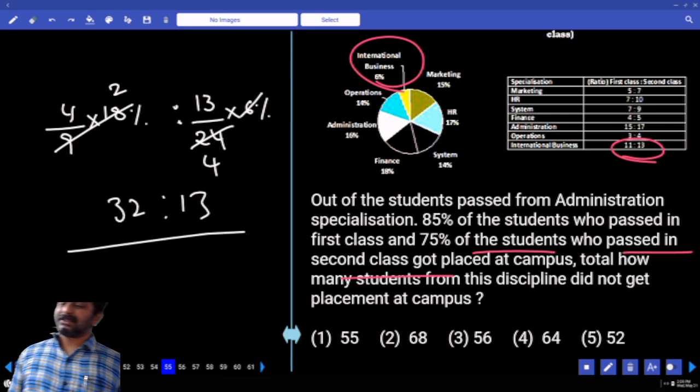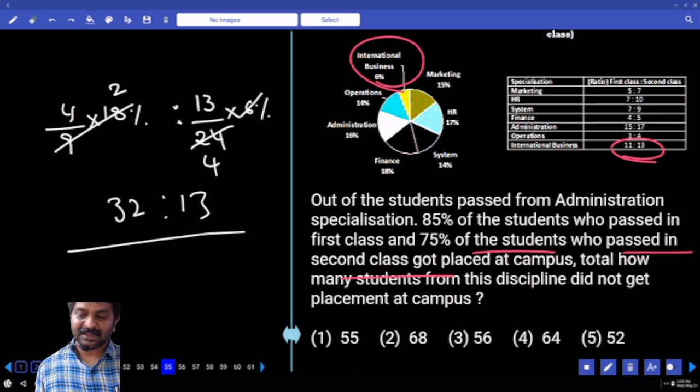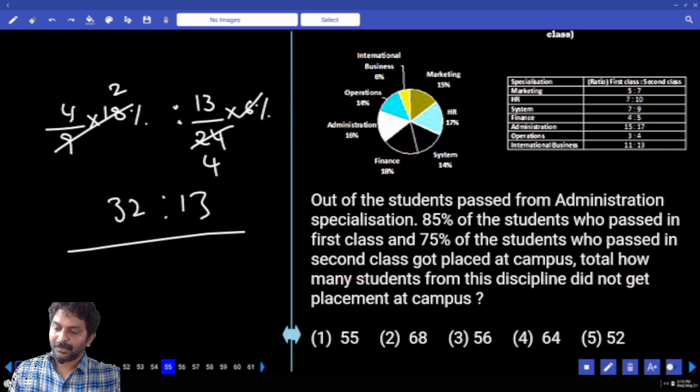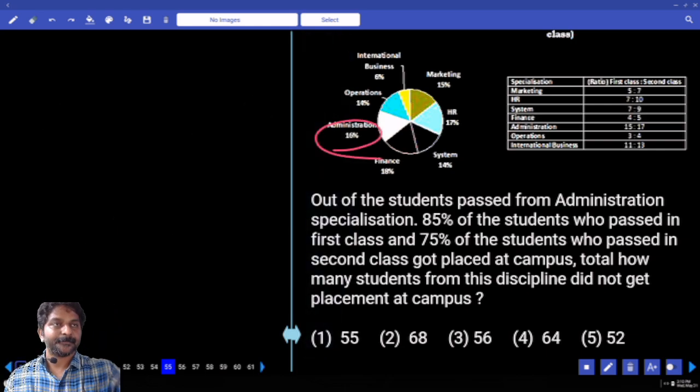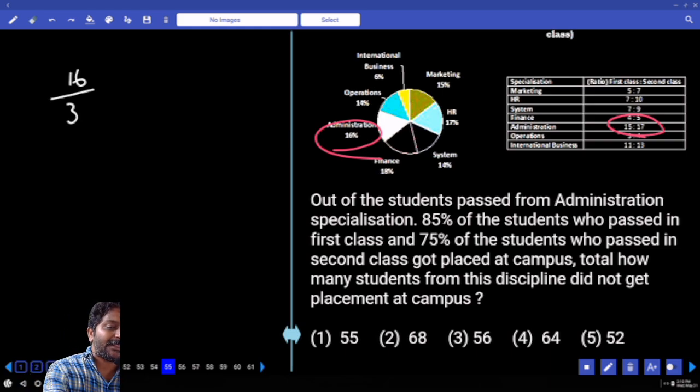Out of students passed from administration specialization, 85% of the students who passed in first class, 75% of the students who passed in second class got placed at campus. Total how many students from this discipline did not get placement at campus? Okay. Administration. Okay. We have to calculate this. No other way. What percent is there? In administration, total how many parts are there? 32. Then each part is equal to 16 by 32 only.